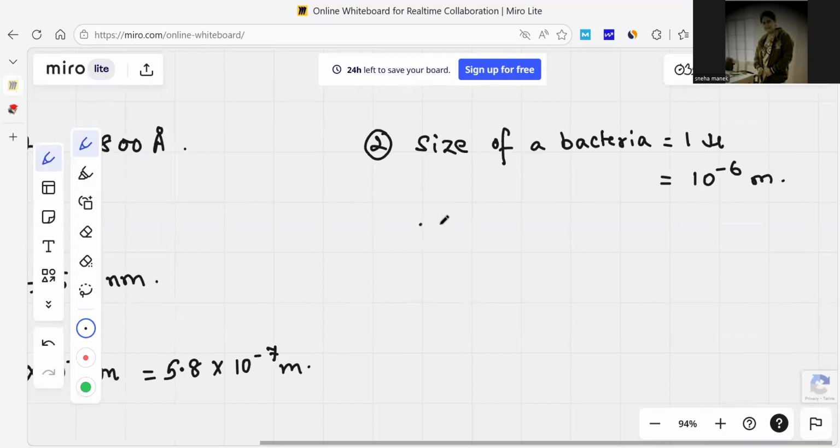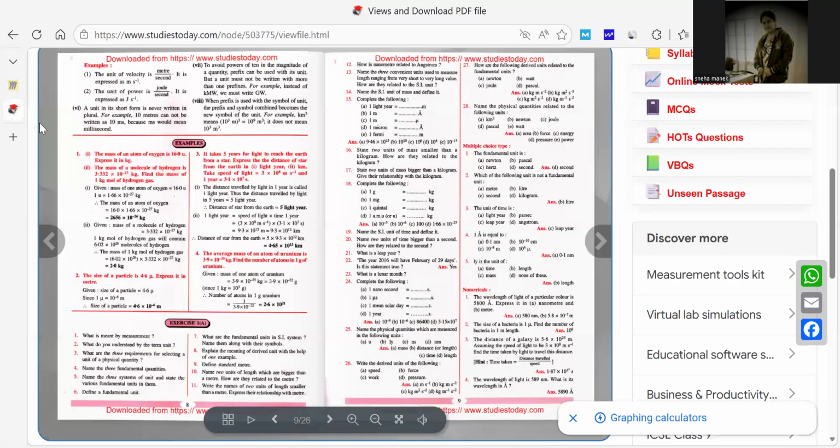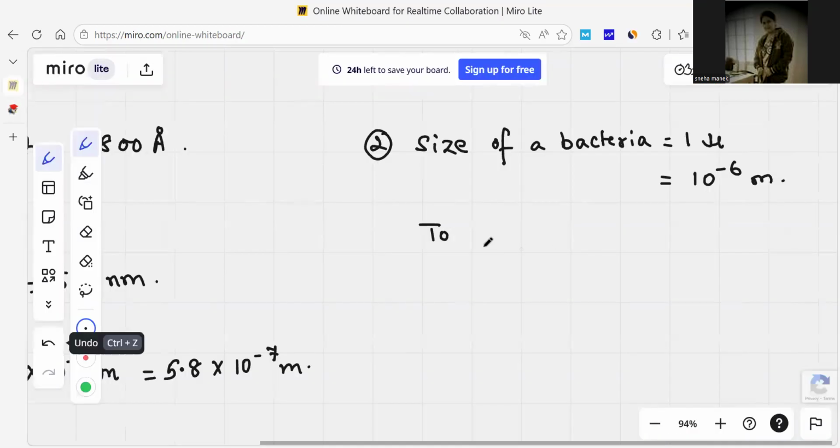Okay, and the total length, I think the statement was, find the number of bacteria in 1 meter length. So the total length given is 1 meter. Now the reason for writing from micron to meter is that both the units have to be the same. So now we need to find out the number of bacteria present in 1 meter of length.